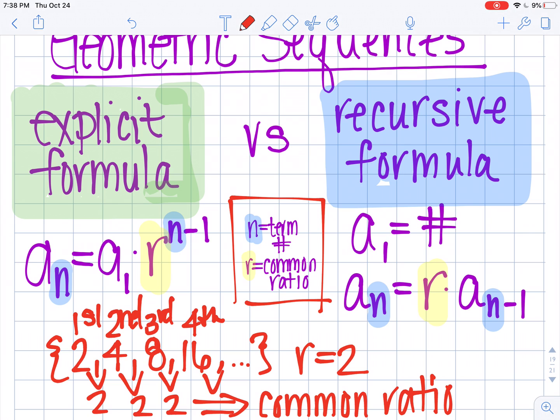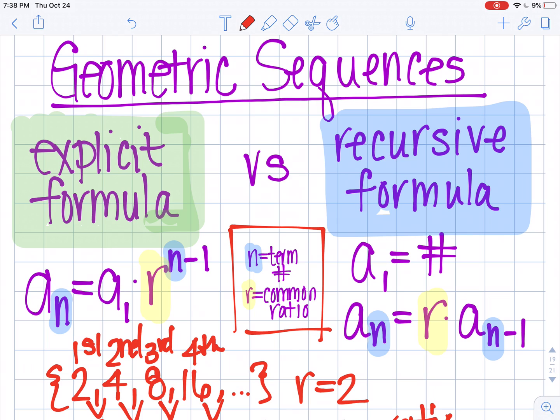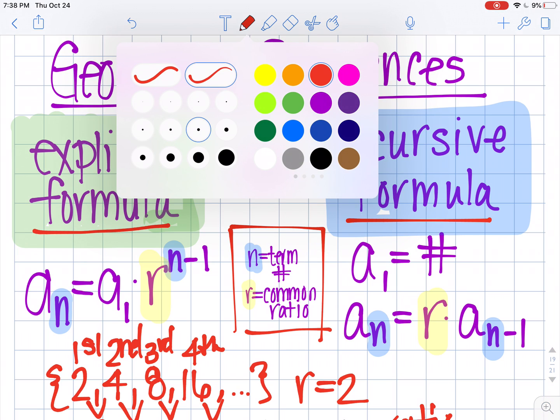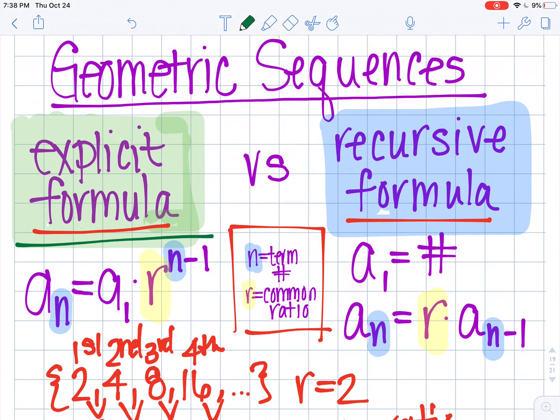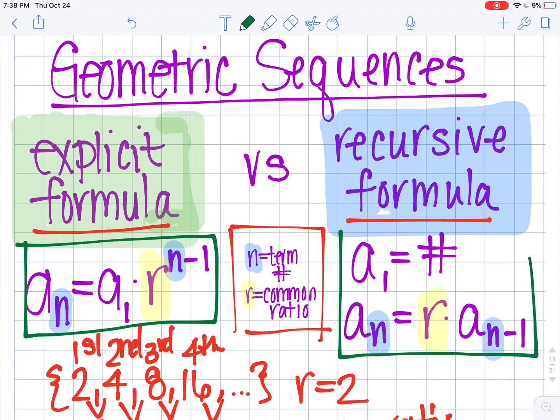So there are two different formulas that you can use for geometric sequences. We have the explicit formula and we have the recursive formula. The explicit formula here allows you to find term numbers by only knowing the first term. The recursive formula here allows you to find term numbers, like in the set, using previous terms. So each has its own benefits depending on the term numbers that you need to find.